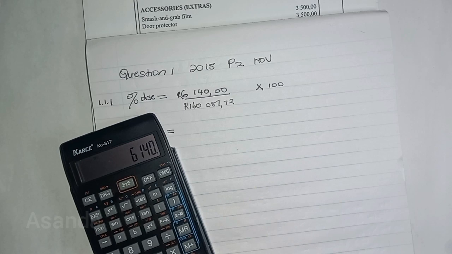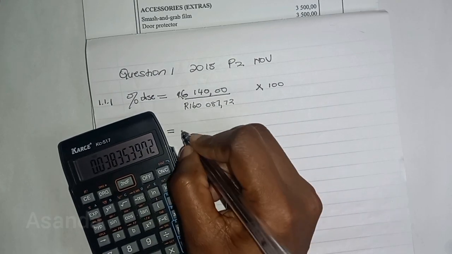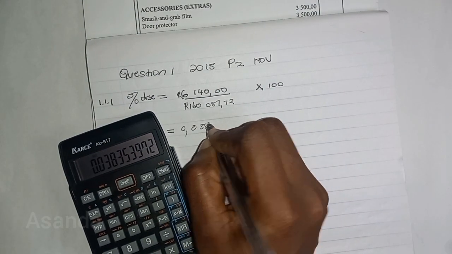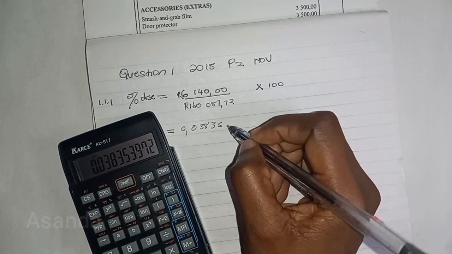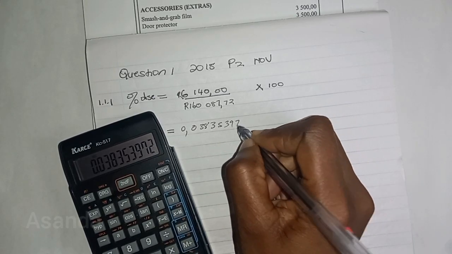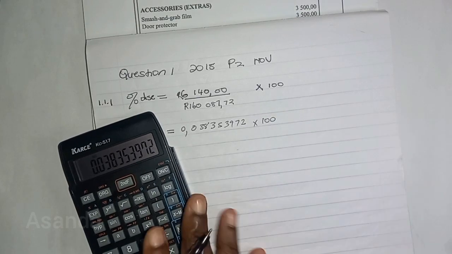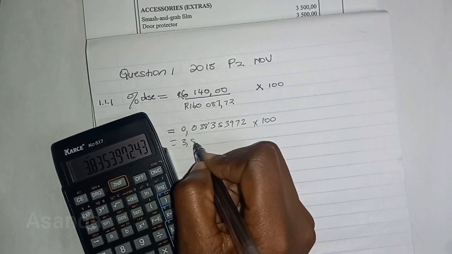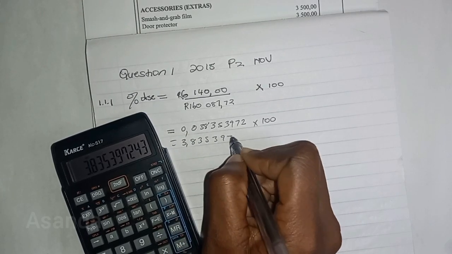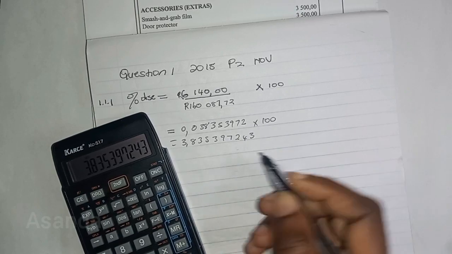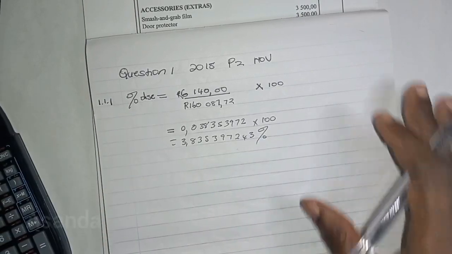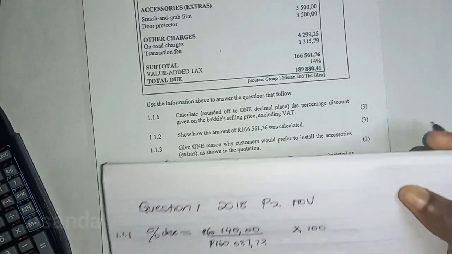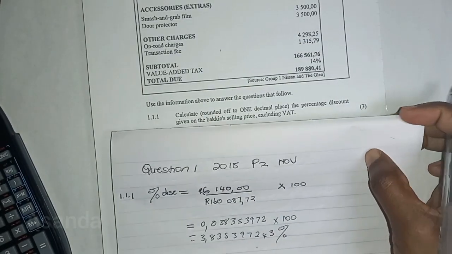$6,140 divided by 160,087.72, and that should give us 0.038353972. We still have to multiply it by 100 to get a percentage, and then we have 3.835397243. Now it's in percentage. We just have to do the last part, the third mark. Pretty sure the last mark is for rounding off, and there we go.